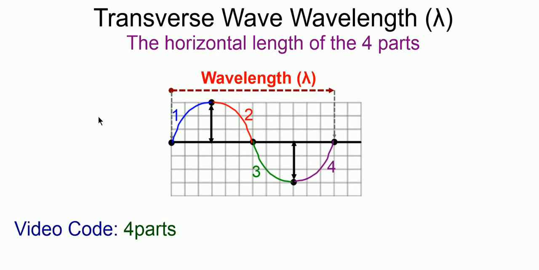Well, that's useful when you discuss a transverse wave's wavelength, which I say is the horizontal length of the four parts. So here's part 1, part 2, part 3, part 4. The wavelength is the horizontal length there. It covers part 1, part 2, part 3, part 4. So it's that length, the horizontal length of those four parts.